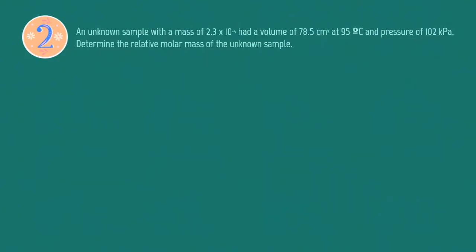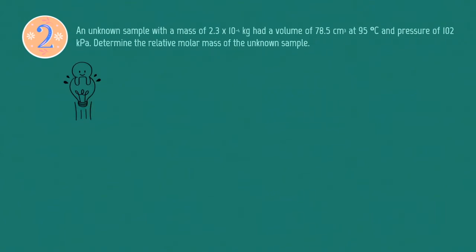Alright, let's move on to the second question. An unknown sample with a mass of 2.3 times 10 to the power of negative 4 had a volume of 78.5 centimeter cube at 95 degrees Celsius and the pressure of 102 kilopascal. Determine the relative molar mass of the unknown sample.